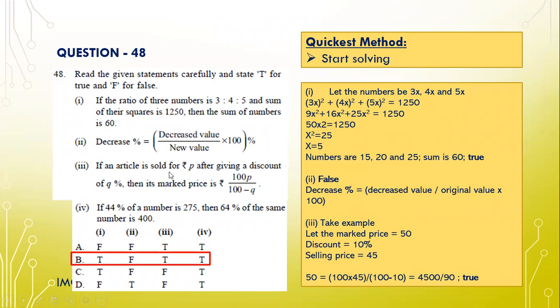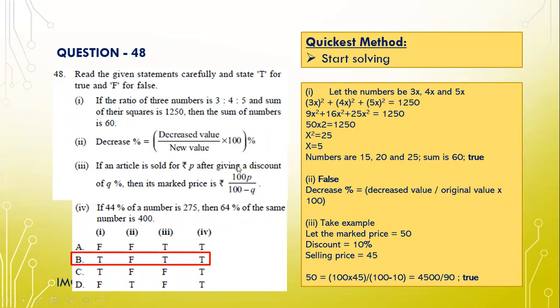Third is, if an article is sold for P rupees after giving a discount of Q%, then its mark price is... So let's take an example. Let the mark price be 50 and let the discount be 10%. So what is the selling price? You have to reduce 10%. 10% of 50 is 5. So 50 minus 5 is 45. So the selling price will be 45.